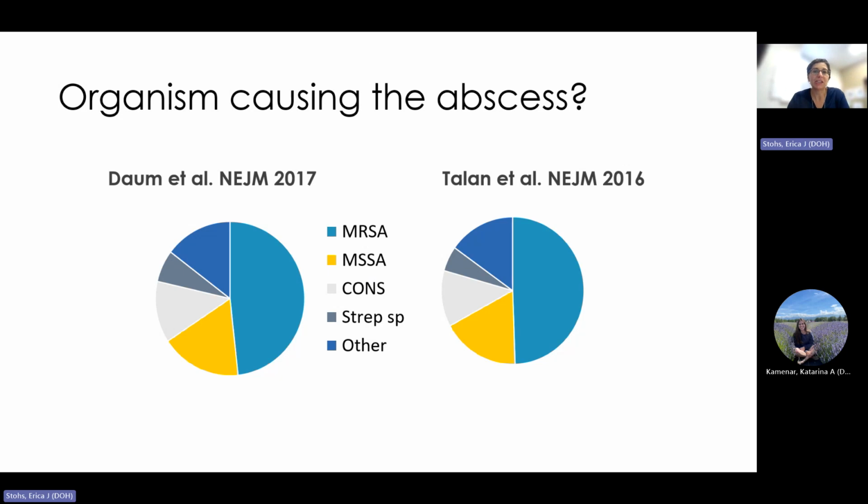So what about the organism causing the abscess? How do we determine which antibiotic we need to use? In both of these studies, they cultured the pus to find out what the causative organism was. The vast majority here, almost 50% in both of these, grew MRSA.